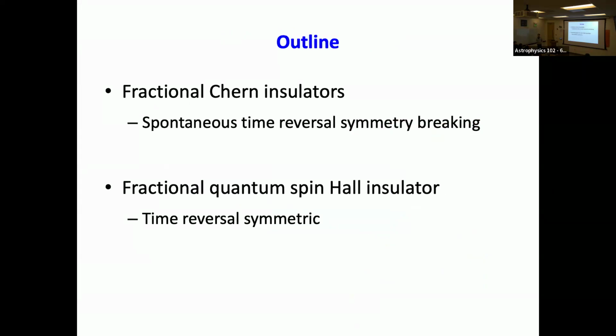Okay, so with this introduction, I will tell you a bit about two topics. First is the fractional Chern insulator, which spontaneously breaks time-reversal symmetry, and the other is a demonstration that we also observe the time-reversal symmetric fractional topological insulator in this type of system.